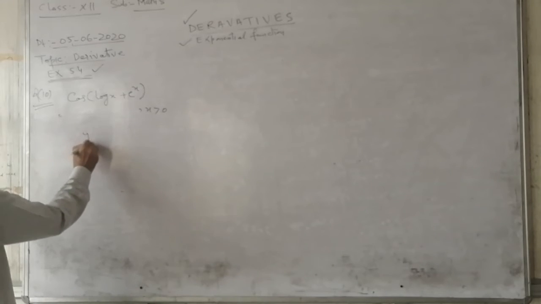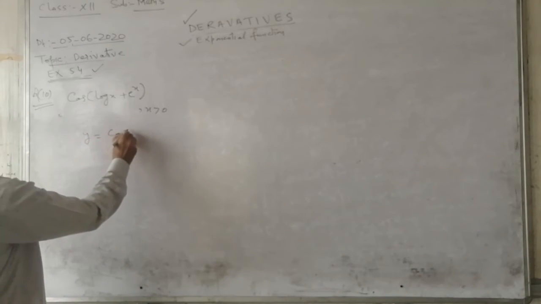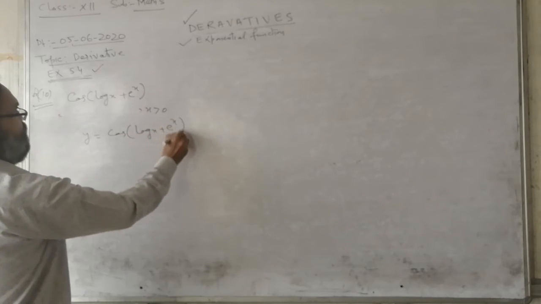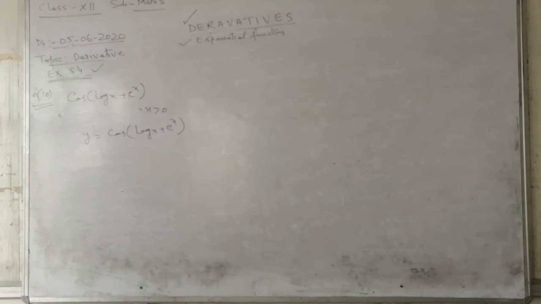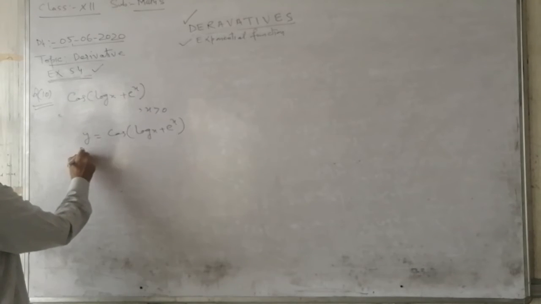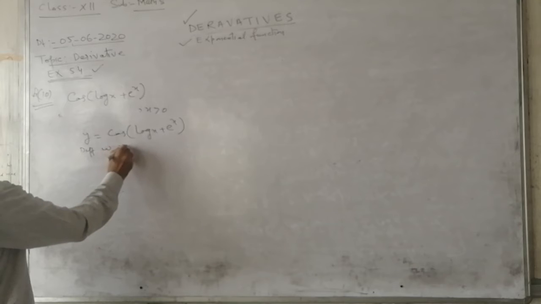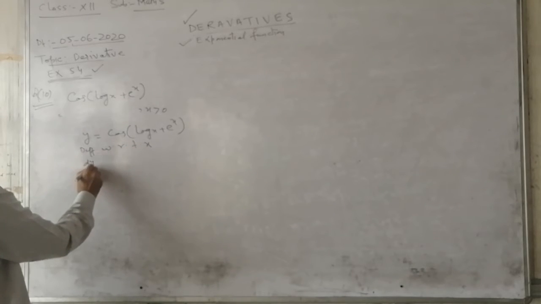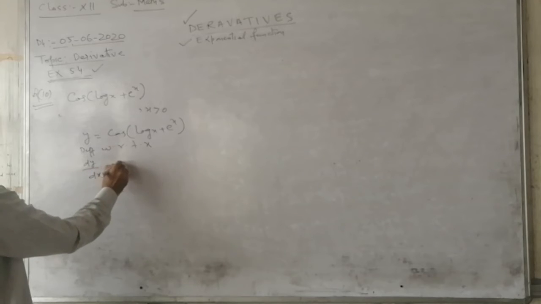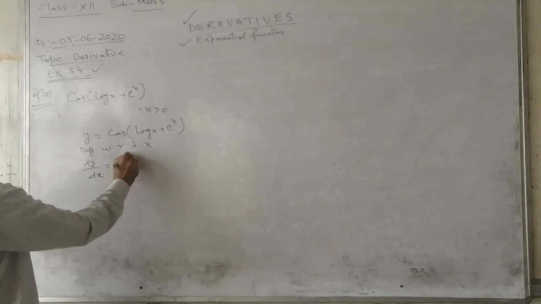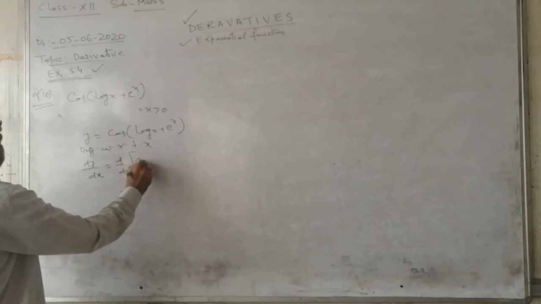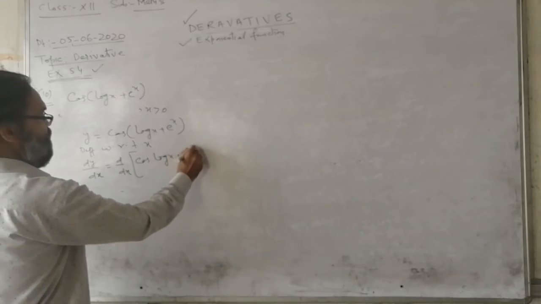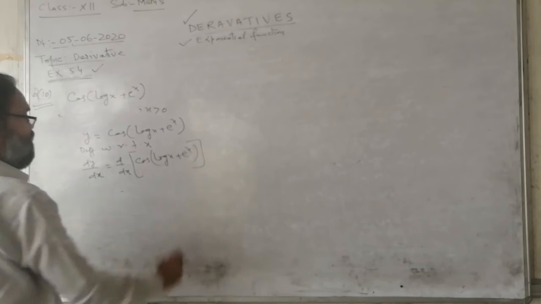I put this as y = cos(log x + e^x). This is an exponential type of function. So differentiate with respect to x: dy/dx will equal d/dx of cos(log x + e^x).